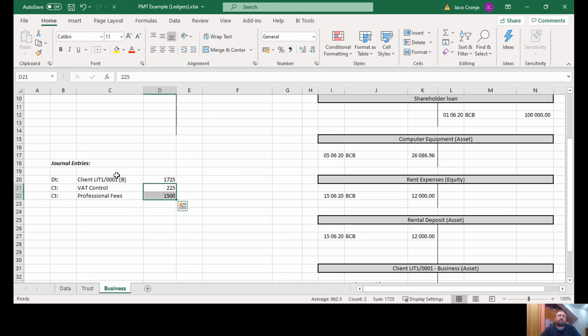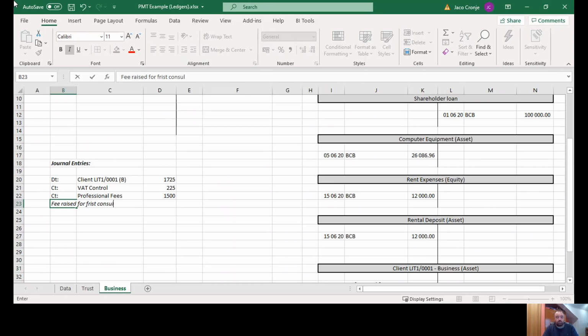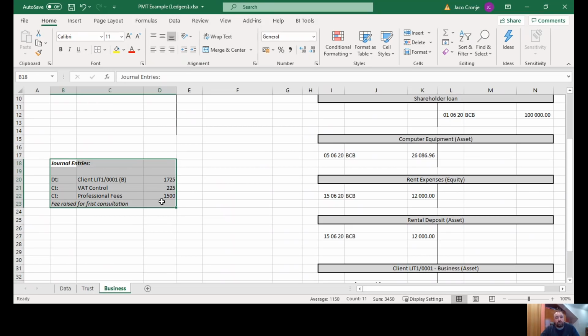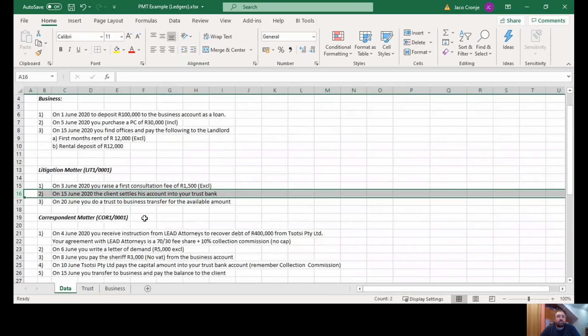Okay, so this is how we do a journal. And then lastly, you've got to put a description of the journal. So then we can just say fee raised for first consultation. So if you run your business accounts in Excel, this is compulsory to do. And for the assignment, it is not compulsory. But I'm still going to put it in for completeness sake. Right. Okay, now getting back to this transaction.